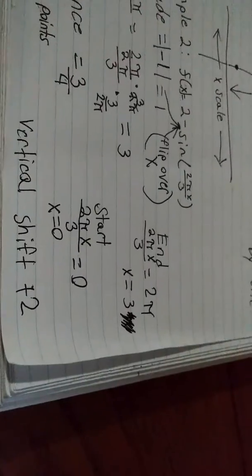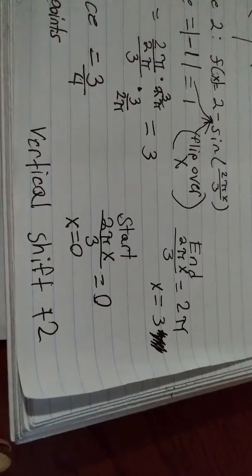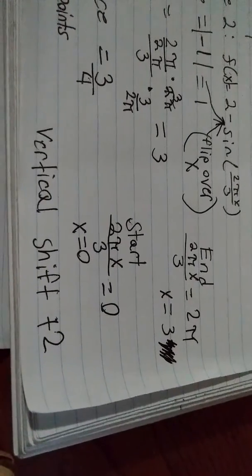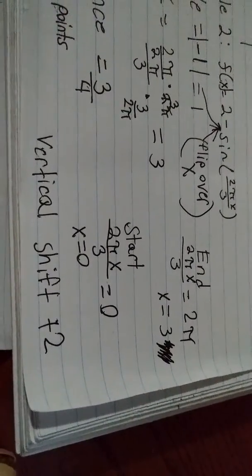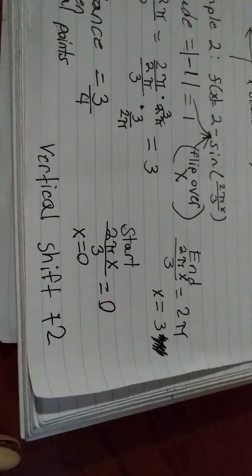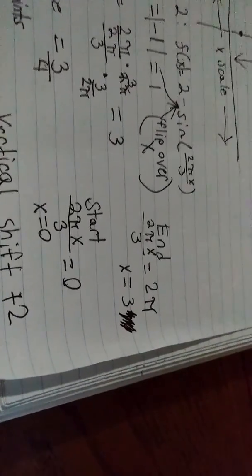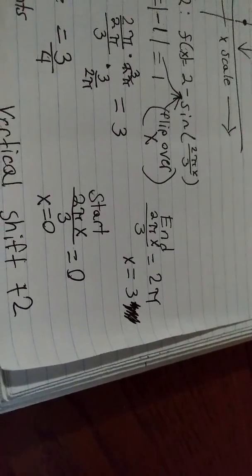So our vertical shift is going to be 2 because we have a plus 2 all the way at the front of the function. Tricked you there because we put it at the front instead of behind. The start point would be 2 pi x over 3 equals 0, so x would equal 0. And the end point would be 2 pi x over 3 equals 2 pi, so x equals 3.